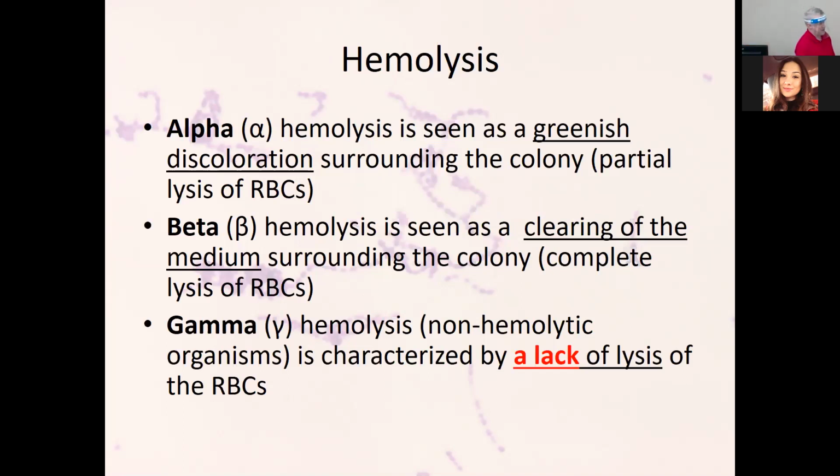Okay? Hemolysis, what they do to the blood that's in the agar, is the key to classifying them too. You put them as beta hemolytic or alpha hemolytic or gamma non-hemolytic organisms.